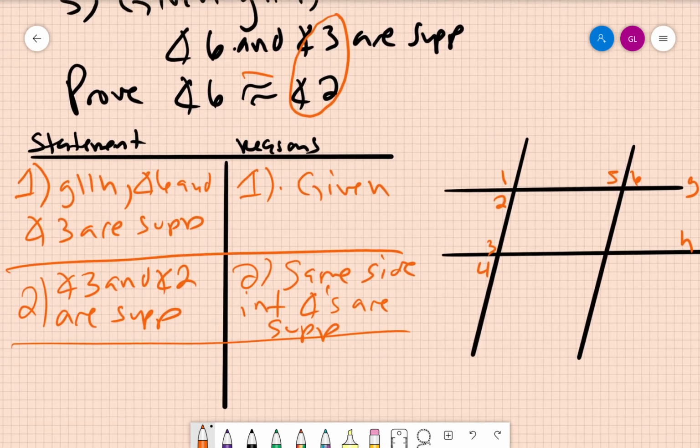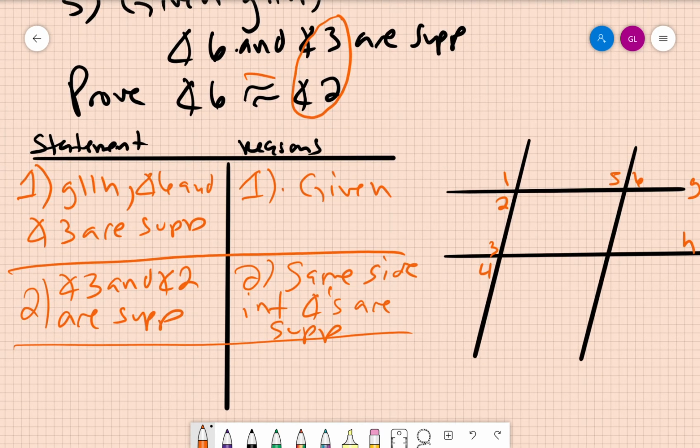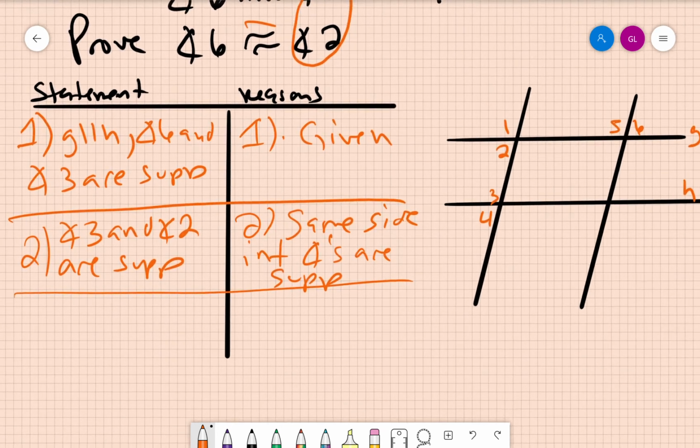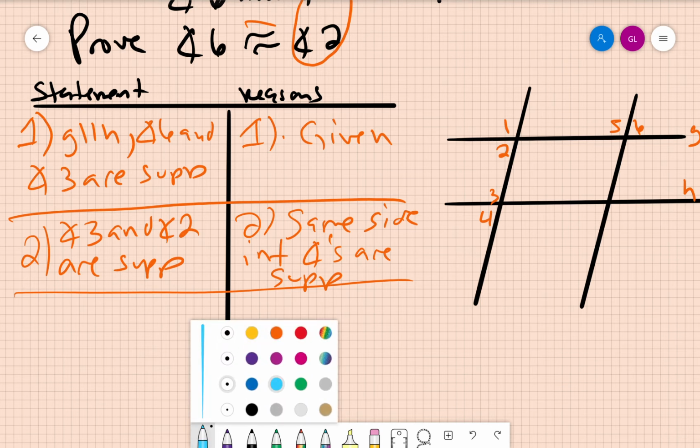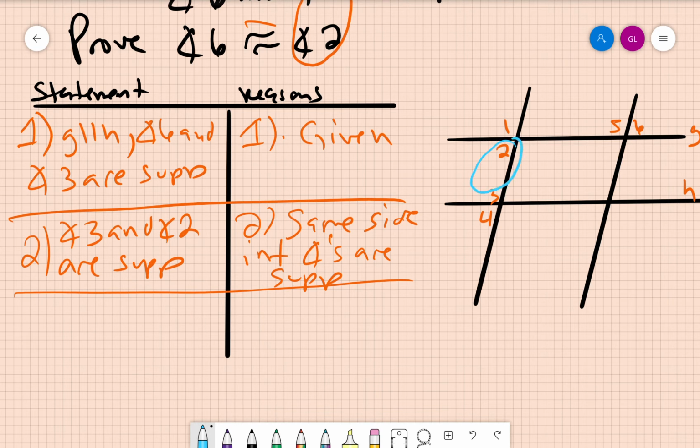A lot of times the proof will kind of give you hints of where you want to go. So we had the given, angle 6 and angle 3 are supplementary. I'm going to go, okay, cool. Since you've given me some stuff and what I got to prove and what's given, I'm going to say, all right, based upon G and H being parallel, that angles 2 and 3 are supplementary angles because they're same side interior. That didn't look right. I don't know why I did that. There we go. Those are same side interior there.